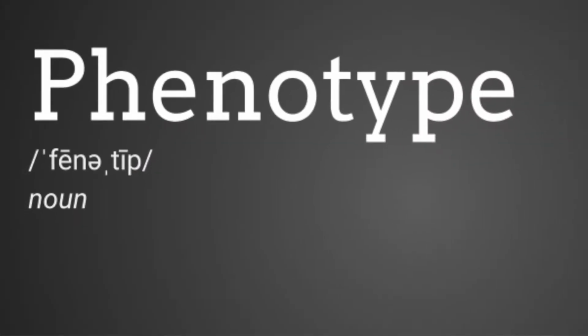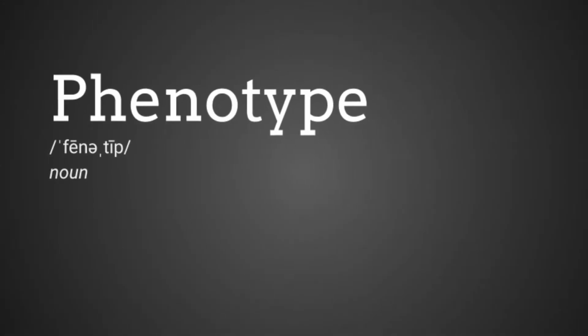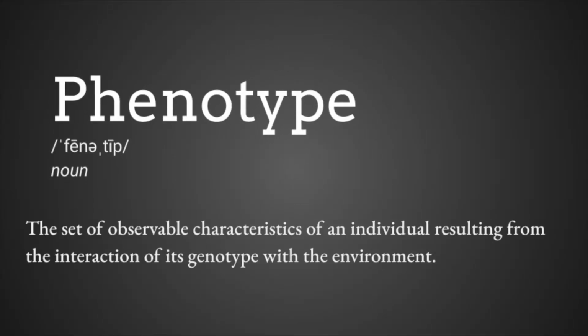Now, along with the genotype, we have what's known as a phenotype. Now, a phenotype, by definition, is the set of observable characteristics of an individual resulting from the interaction of its genotype with the environment. Let's make that a little more clear. A phenotype is what you see. You see me, I have dark brown eyes. Now, you most likely have dark brown eyes, or perhaps hazel or blue or any other color of the spectrum. Now, what I see there is your phenotype.